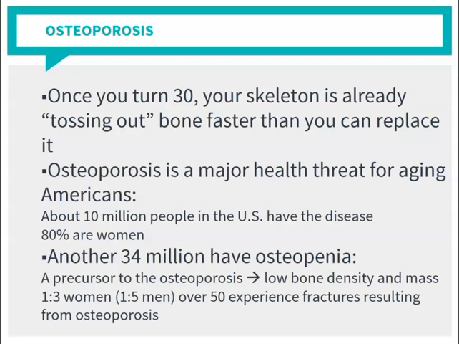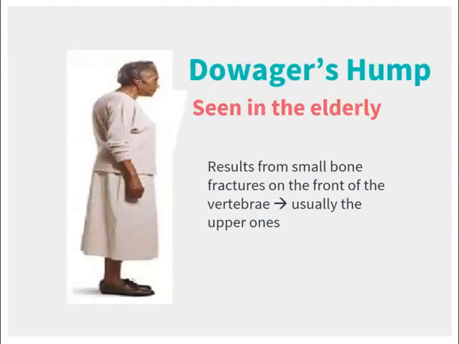We see it in more females, 1-to-3 ratio, compared to males, 1-to-5 ratio, which can result in fractures causing a fall to happen. So the fall isn't what always causes the fracture. Sometimes a bone breaks or stops being as strong, and then because of that decrease in strength, we'll see the falls happening. So this is an example of an elderly female who has what's known as the Dowager's hump, resulting from small bone fractures, usually in the upper vertebrae.